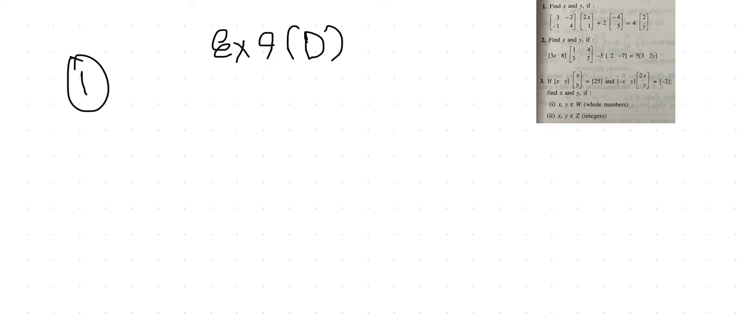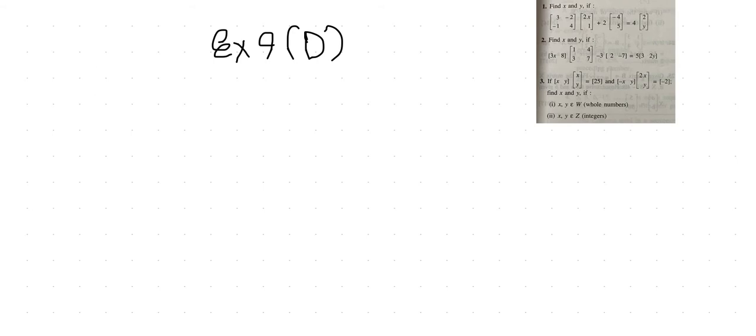Okay. So what is there in question number 1 children? In question number 1, you have to find x and y. You have been given two matrices on the left hand side and the right hand side, and you need to find out the value of x and y. Clearly, questions of this type we have done already. So question number 1 you can take as homework. I don't think it needs any explanation as well.